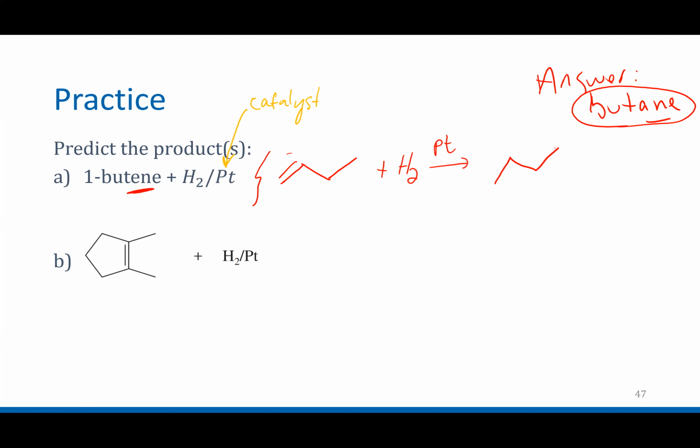Just literally remove the double bond. So again, down here, I can do the same thing. I'm not used to drawing pentane like this. This is just how the computer program did it.